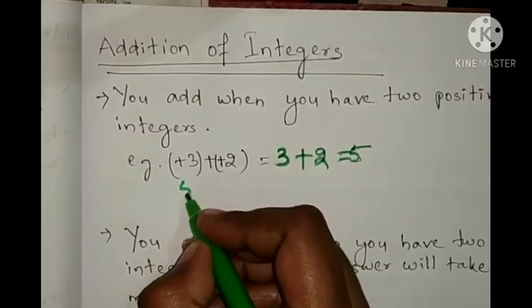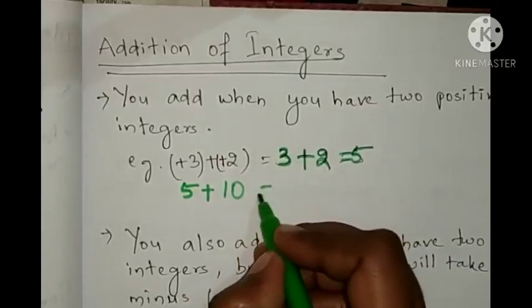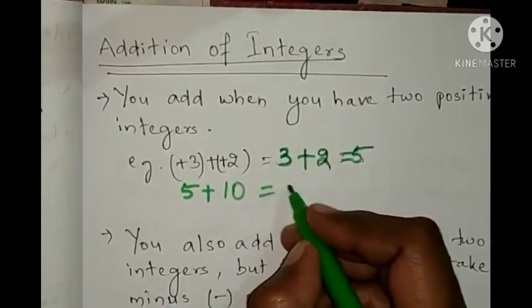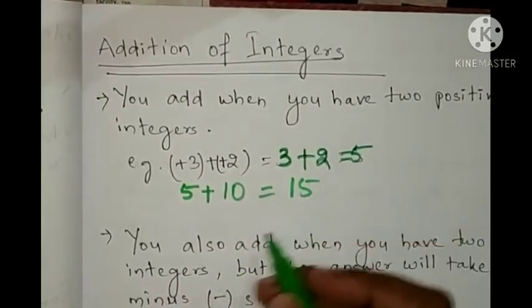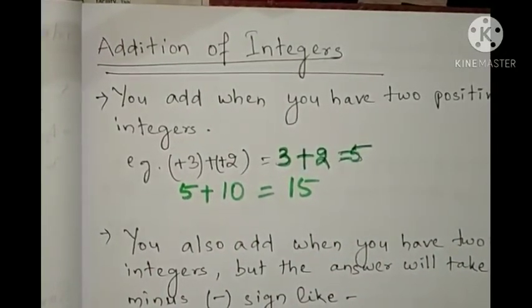If 5 plus 10, what will you write? These are two positive integers. 5 plus 10 equals 15. This means when you have two positive integers to add, you simply add them.